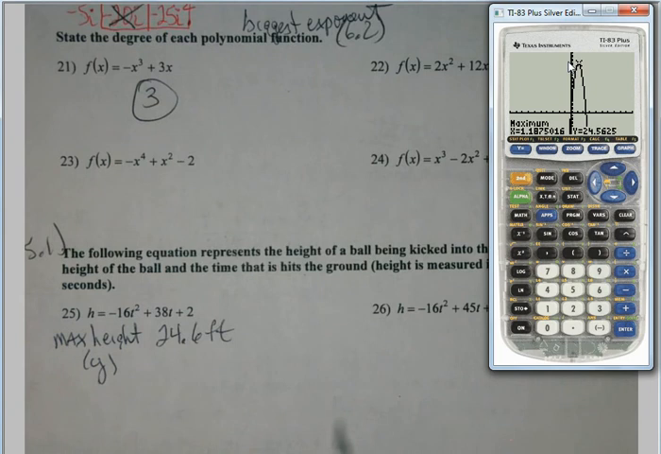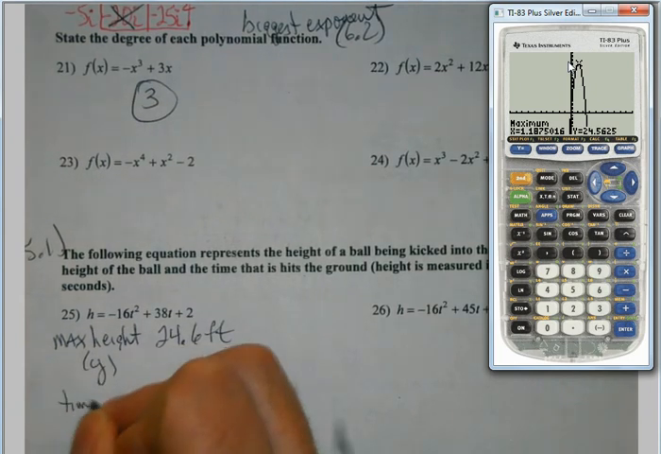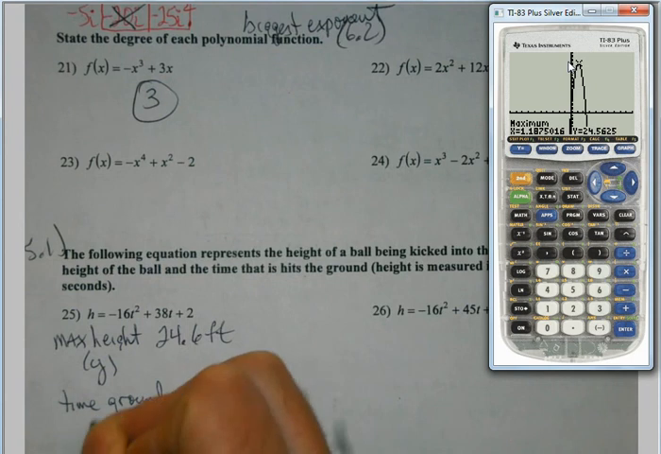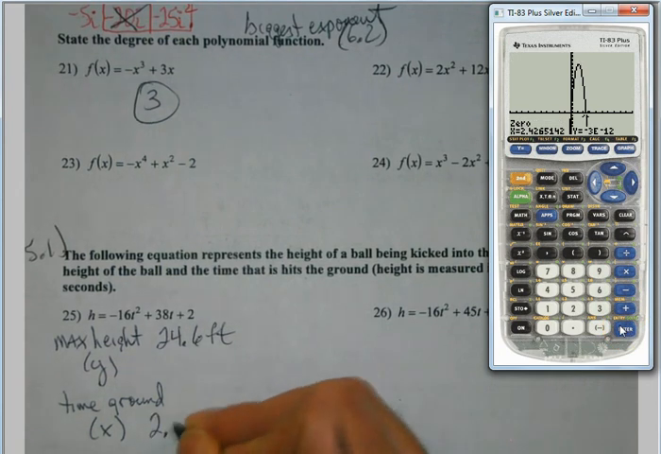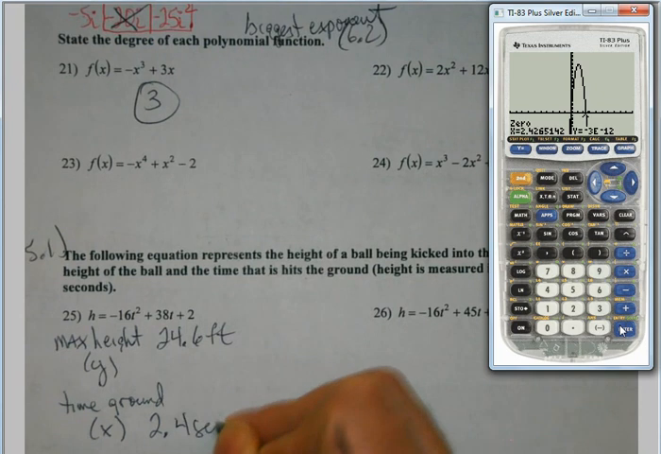The time that it hits the ground. That, I would want the x value of when it hits the ground down here, because this is where my y would be 0. So I want the 0. I'm going to work my way down. Looks like that's as close as I'm going to get. So again, a couple to the left, enter, a couple to get back, and a couple more to get to the right. So about 2.4 seconds.